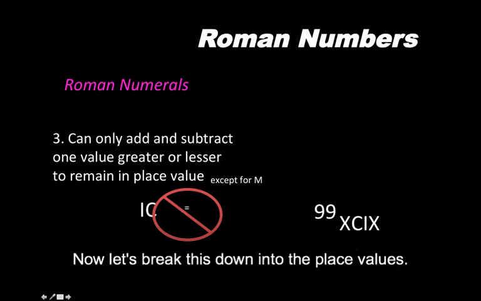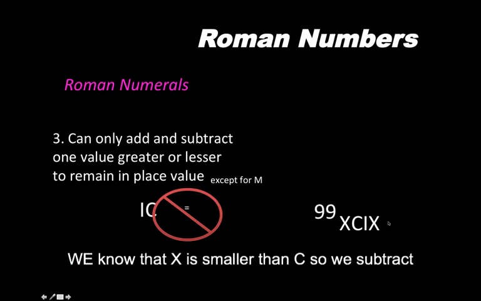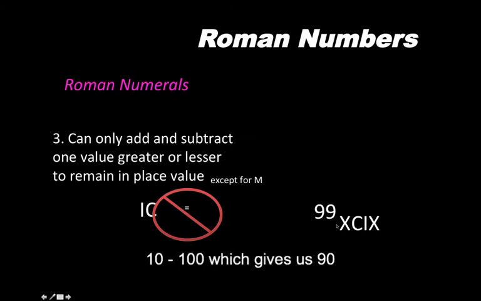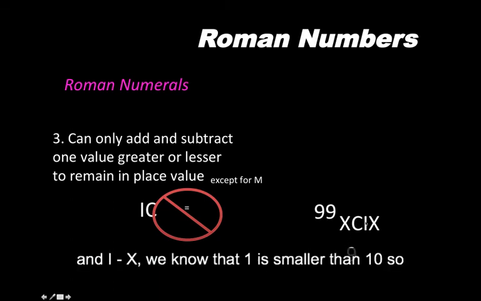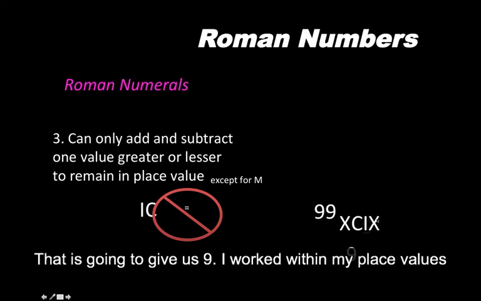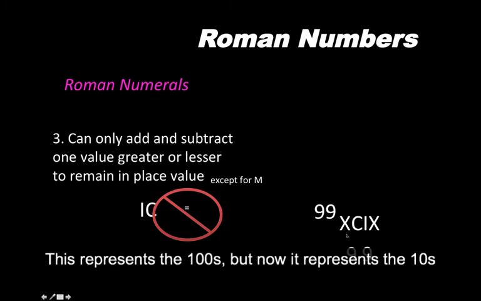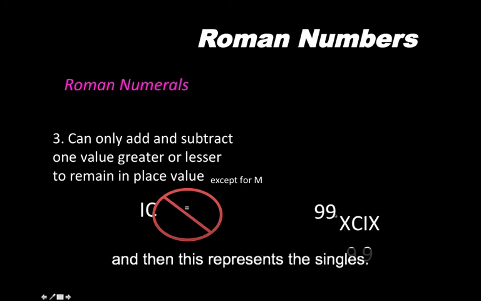Now let's break this down into the place values. We know X is smaller than C, so we'll subtract 10 from 100, which gives us 90. And I from X, we know that 1 is smaller than 10, so that's going to give us 9. And I worked within my place values. This represents the hundreds, but now it represents the tens, and then this represents the singles.